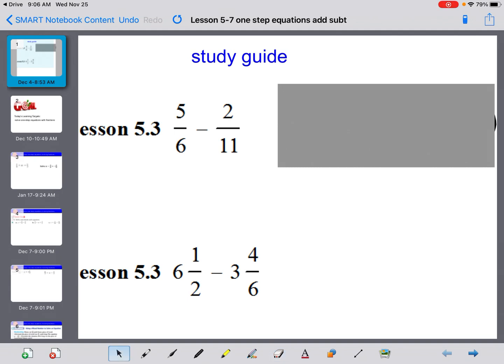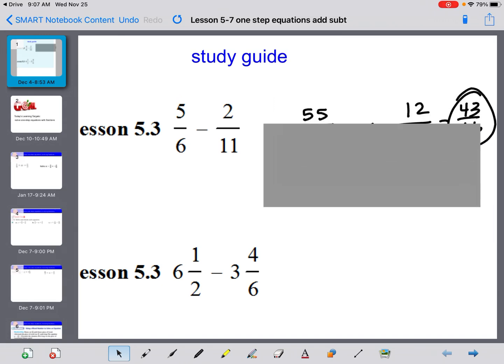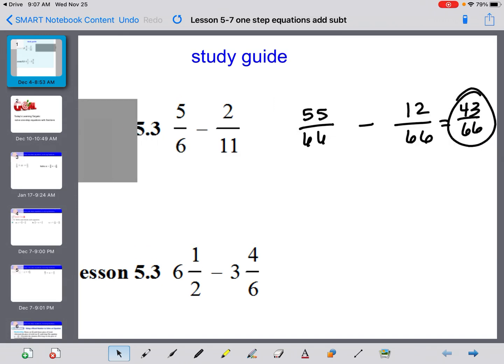For the first one, I see that I need to have a common denominator. My common denominator is 66. To get that common denominator for both fractions, I multiply the first fraction by 11/11 and the second fraction by 6/6. Then I subtract the numerators and I get 43/66.